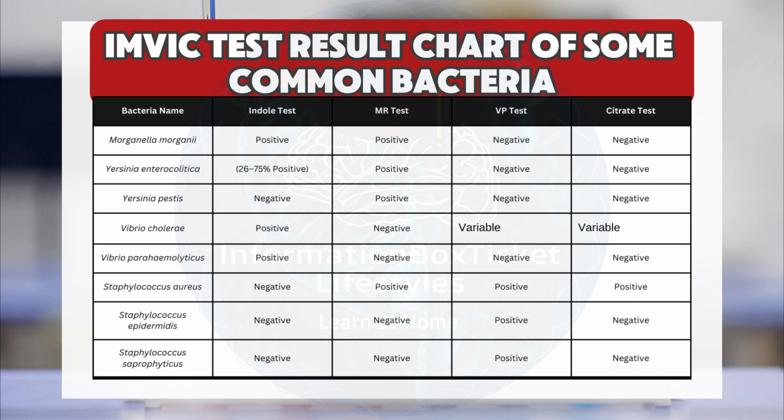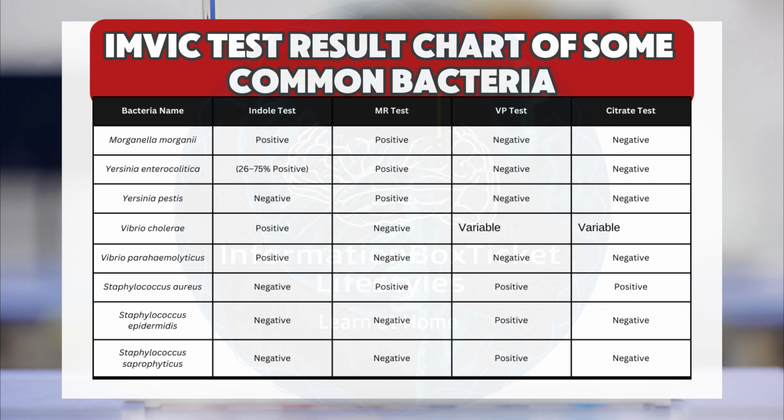Vibrio cholerae: positive indole, negative methyl red, Voges-Proskauer and citrate results are variable. Vibrio parahaemolyticus: positive indole, negative methyl red, negative Voges-Proskauer, negative citrate. Staphylococcus aureus: negative indole, positive methyl red, positive Voges-Proskauer, positive citrate.